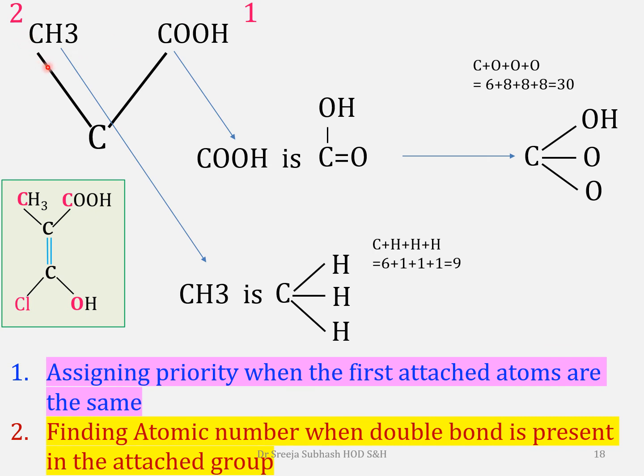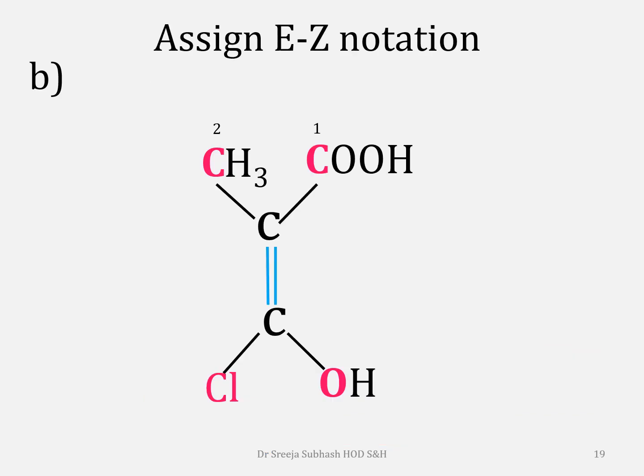Now it is easy for us to assign priorities. So let us move on to our compound. So this is how our molecule looks now. We have already assigned priority to the substituent groups on the first carbon atom. COOH gets first priority, CH3 gets second priority. Moving on to the second carbon atom.